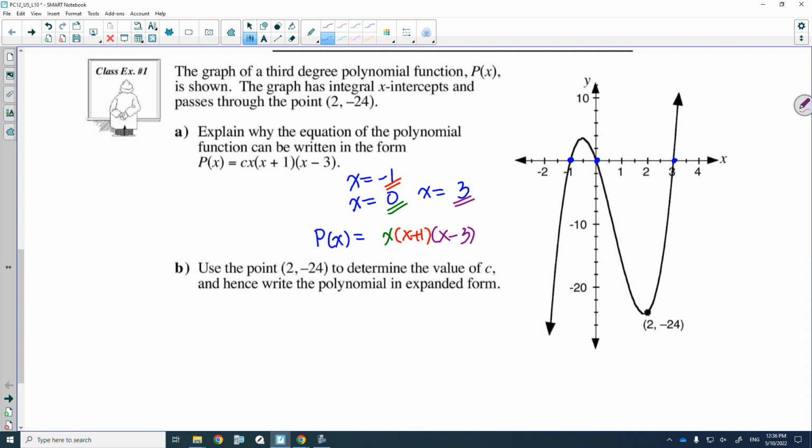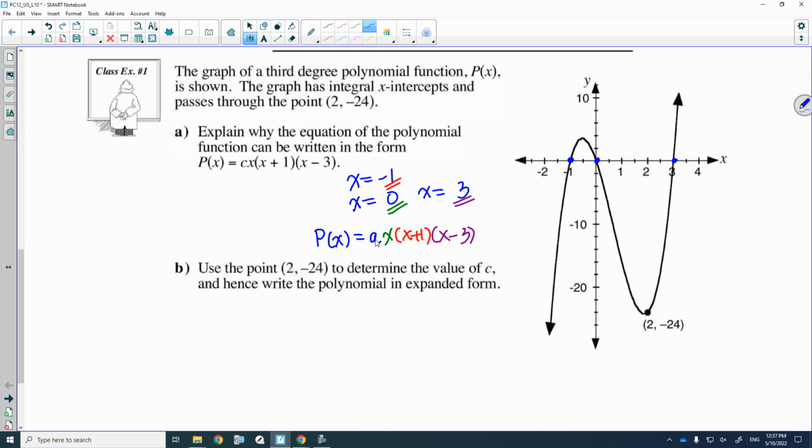What happens though is that all the questions that we've done had an invisible 1 here. We call it the a value. And from now on, you can't ever assume that this is going to be a 1. So whenever you make your polynomial equations in factored form from now on, I always want you to write the a value.